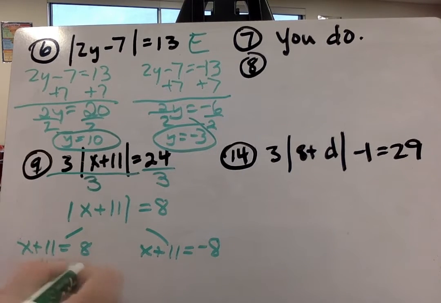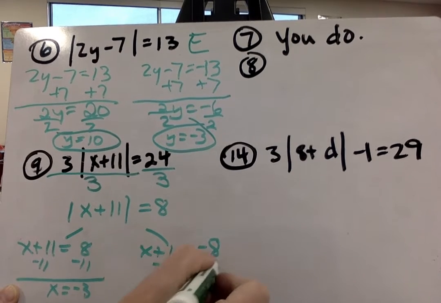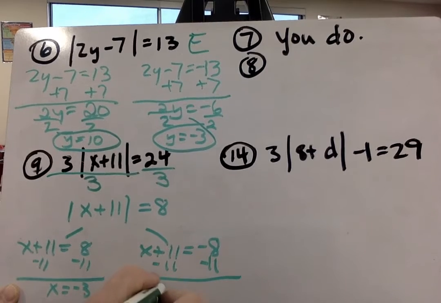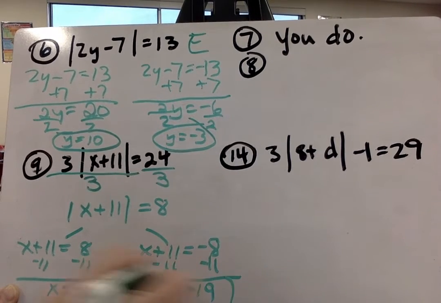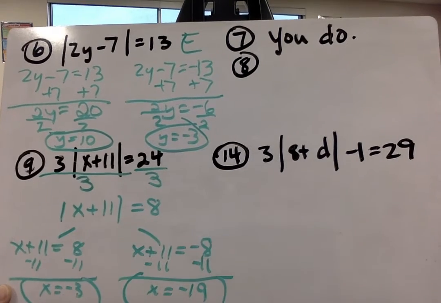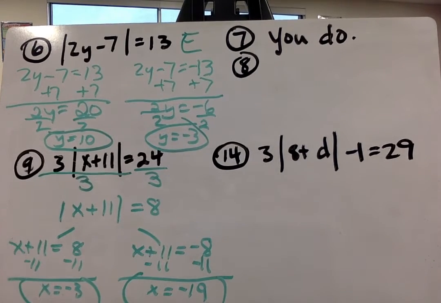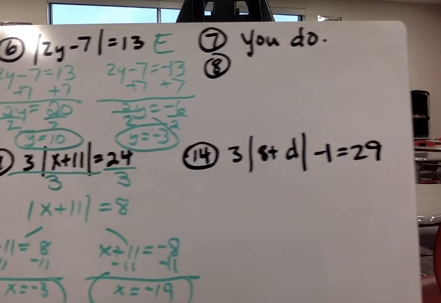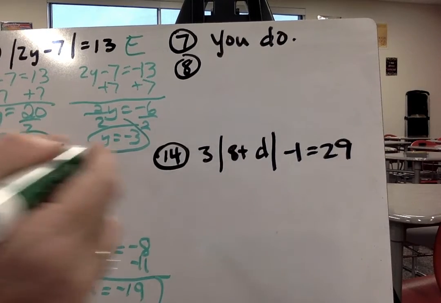Subtract 11, x equals negative 3. Subtract 11, x equals negative 19. Go ahead and find that on that paper and put the correct letter. I'm not going to take the time to do that. If you want to pause the video right now, you can, but we're going to go on to 14.